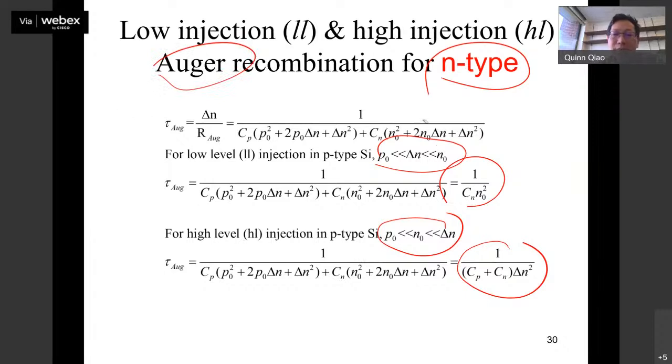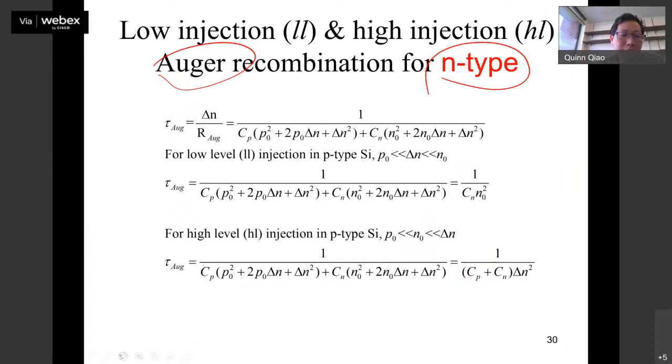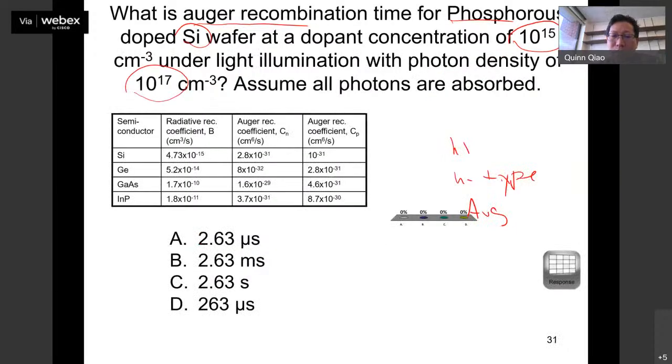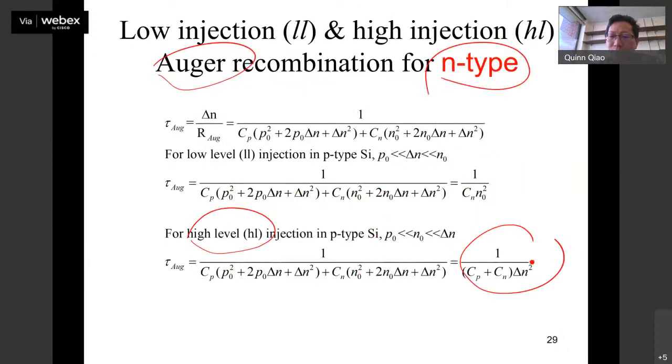That's a high-level injection, right? Because the excess carriers 10 power 17 are 100 times bigger than the majority carriers, 10 power 15. And then use these equations, right? Then we know what equation we use. This equation we use.